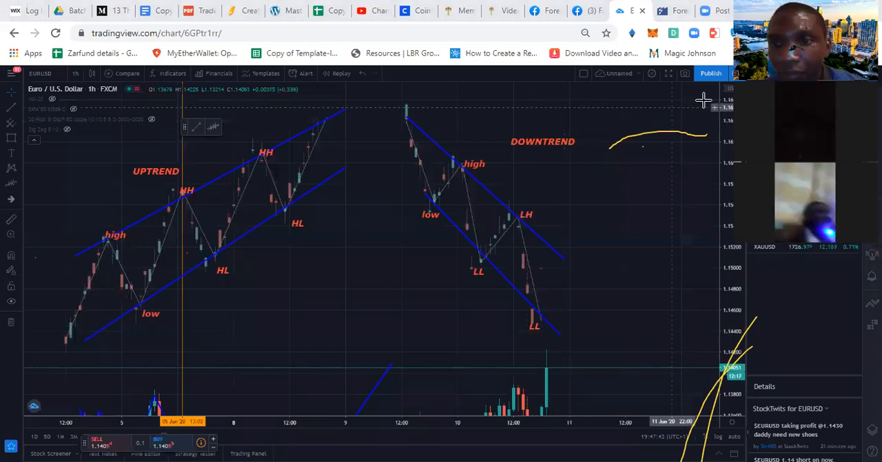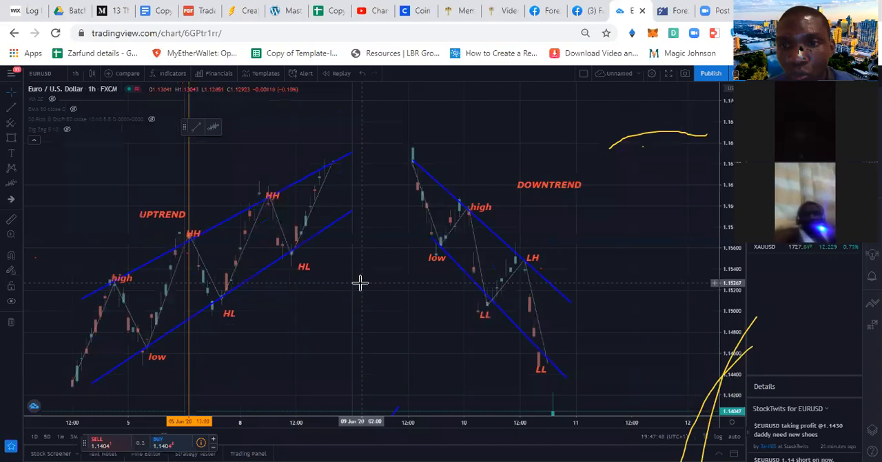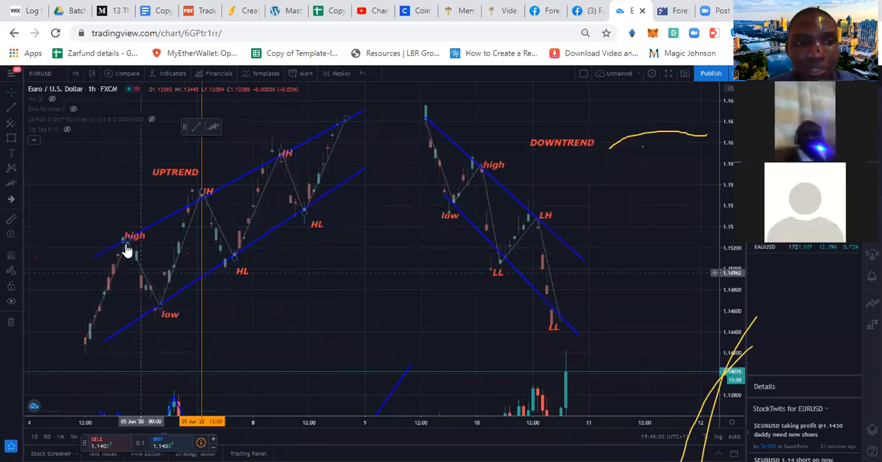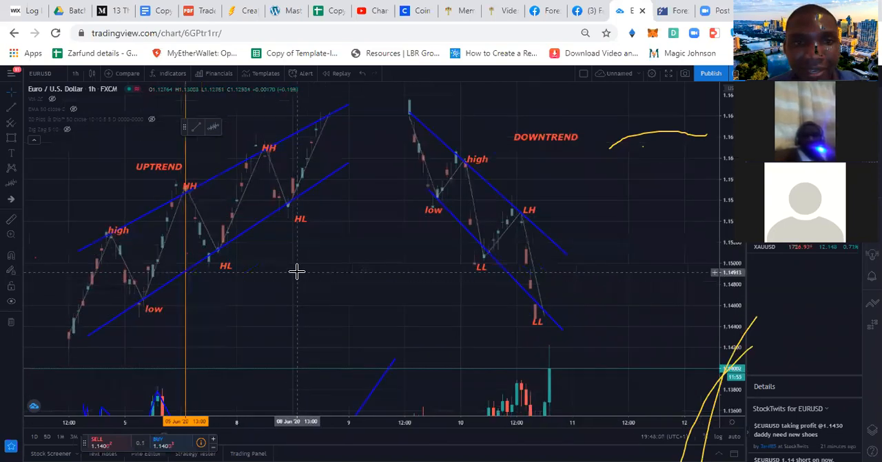Okay, fine. So that's where you start from when you want to understand market structure. Now when you're in an uptrend and you see higher highs and higher lows like this, you need to know whether your uptrend is going to keep going, or your uptrend is about to turn into a downtrend.